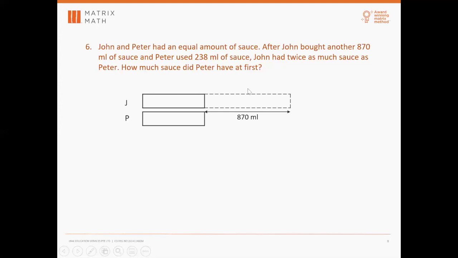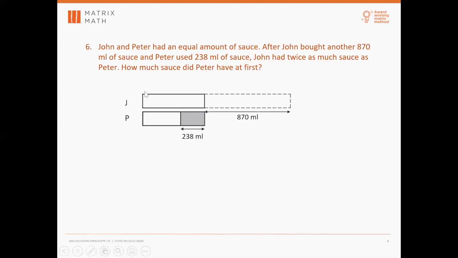So John's amount increases. And Peter used 238 ml of sauce. So when Peter used, his amount will not increase. In fact, his amount will decrease by a small portion over here, which I grayed out, and it would be 238 ml.